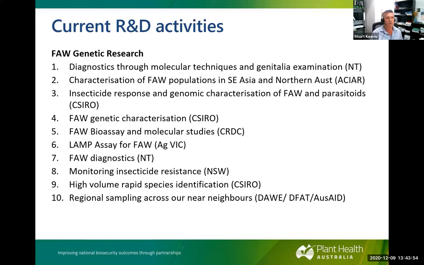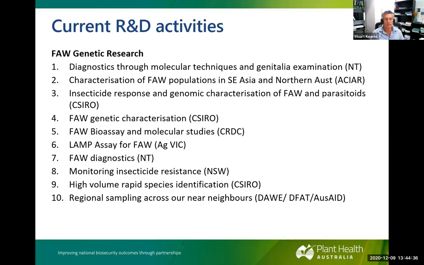But when we look at genetic research, there is work being undertaken in Northern Territory looking at the diagnostics through molecular techniques and looking at genitalia examination, trying to understand the difference in terms of identification. There's some characterization work being done through ACR on fall armyworm populations, not only here across Northern Australia, but also into Southeast Asia, and understanding the differences within those populations. Some insecticide response and genomic characterization work with CSIRO, including some part on parasitoids. Some work being done, again by CSIRO, on genetic characterization.